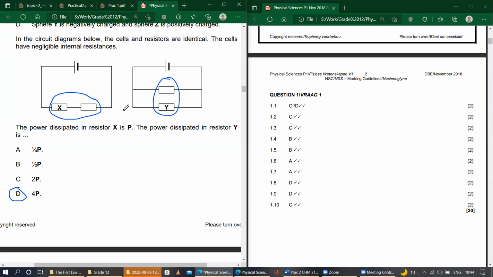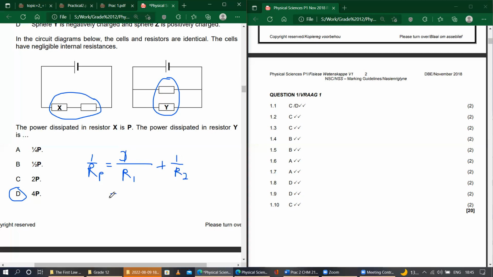So from this we can know that it's going to be our P, which is going to be equal to 1 over R1 plus 1 over R2.